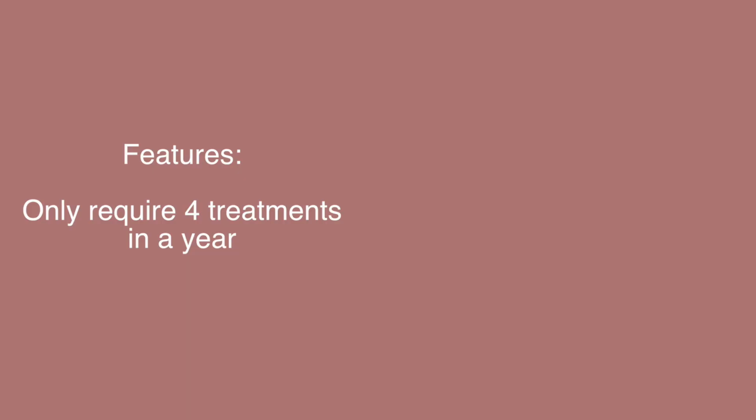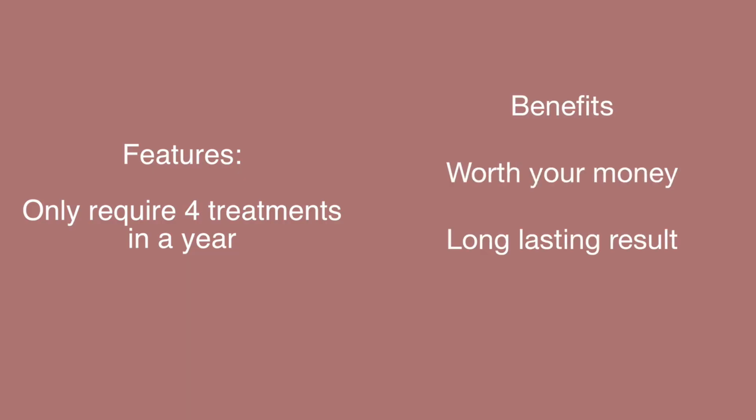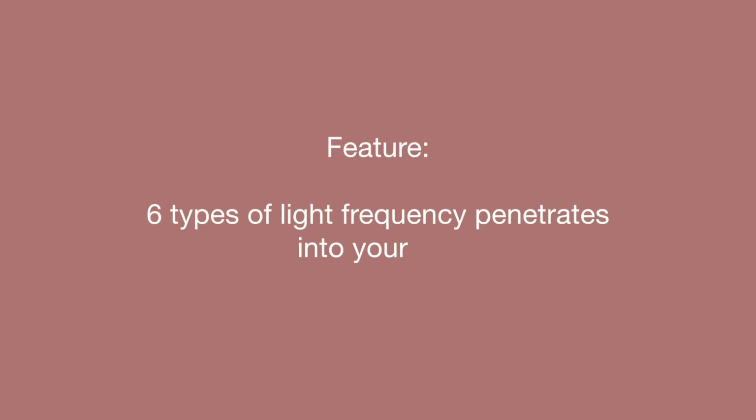The second example I have for you is that maybe these machines only require 4 treatments in a year. Again, 4 treatments in a year is a feature, but what it really means to the customer is that it's worth your money, it has a very long-lasting result, so that you don't have to commit with us long-term. So for marketers, instead of using the features, you should use the message that really resonates with the customer's interest.